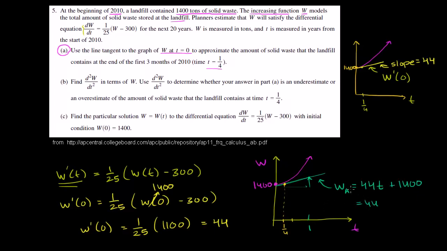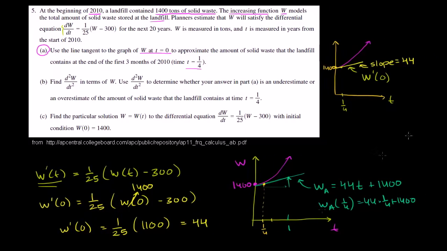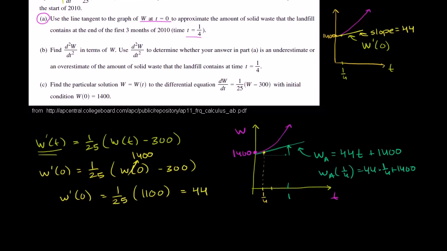So let me write it this way. Our approximate W at time equal to 1/4 of a year is equal to 44 times 1/4 plus 1,400. Running out of space and my salty hands are having trouble writing this properly. And so 44 times 1/4, or 44 divided by 4, is 11, plus 1,400. And so you add them together, you get 1,411 tons.